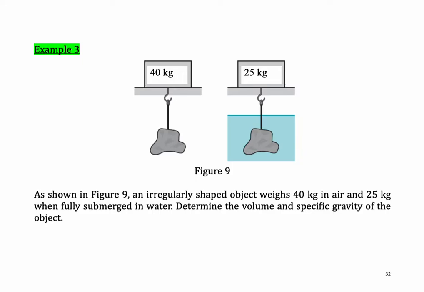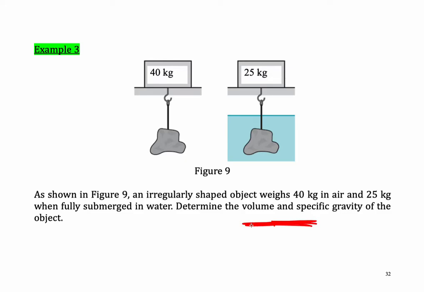Tutorial number 3. As shown in figure 9, an irregularly shaped object weighs 40 kg in air and 25 kg when fully submerged in water. Determine the volume and specific gravity of the object.